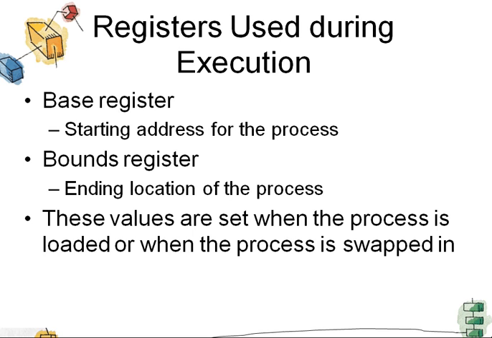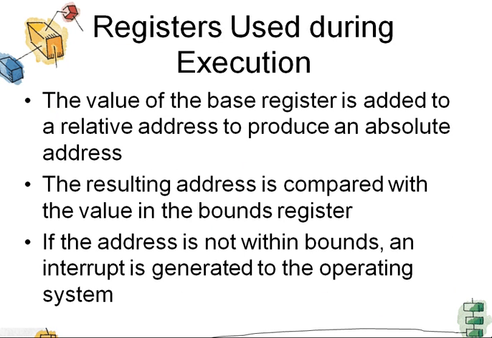Now these two values are set when the process is loaded or when the process is swapped in. These values are loaded as soon as you load a process into the memory or as soon as you take the process out from the memory. Now the value of the base register is added to the relative address to produce an absolute address. As I said, the base register content is added to the relative address in order to form the absolute address.